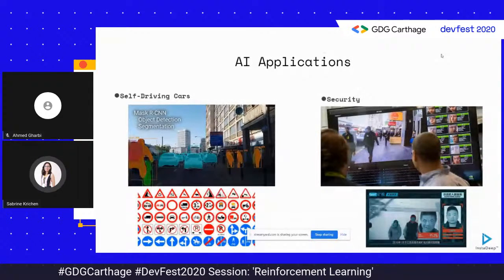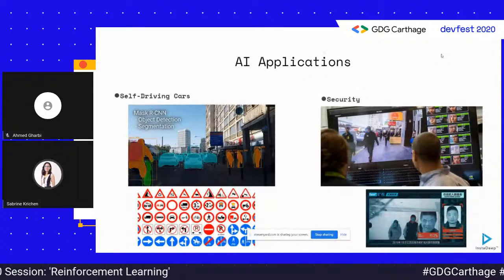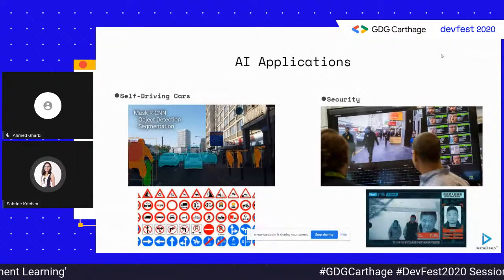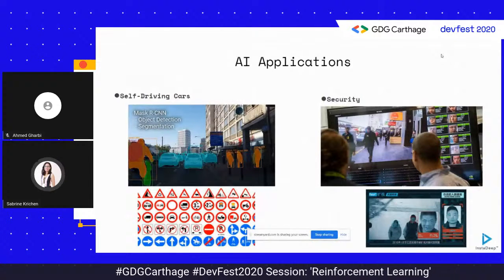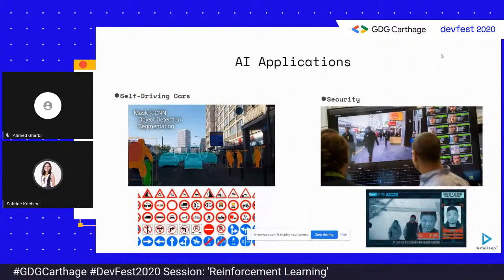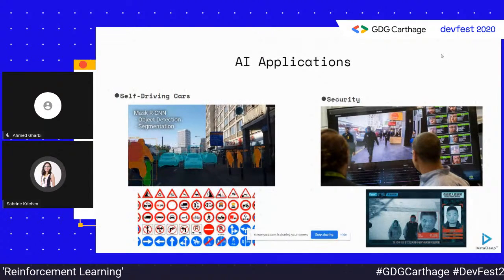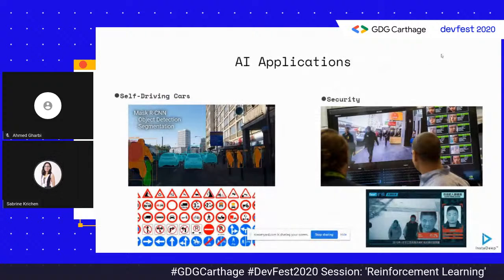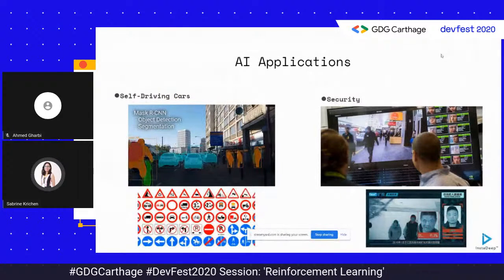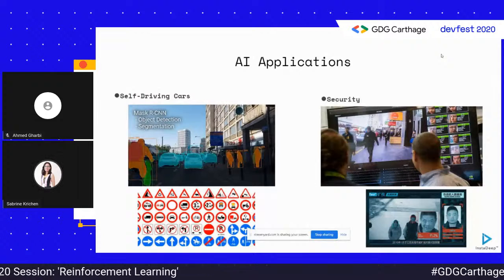So artificial intelligence nowadays, we can see its applications in our real life. So now, for example, self-driving cars are becoming a reality thanks to artificial intelligence. So cars can detect objects, can identify those objects, and can even estimate the speed of the vehicles.